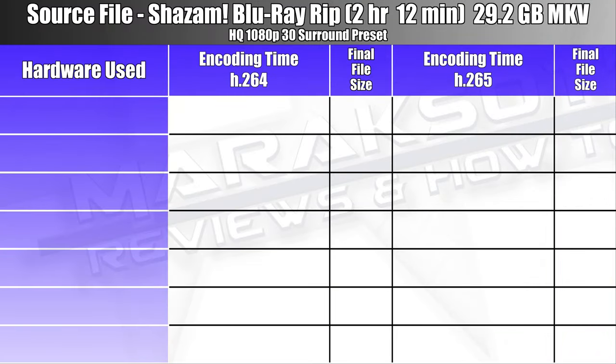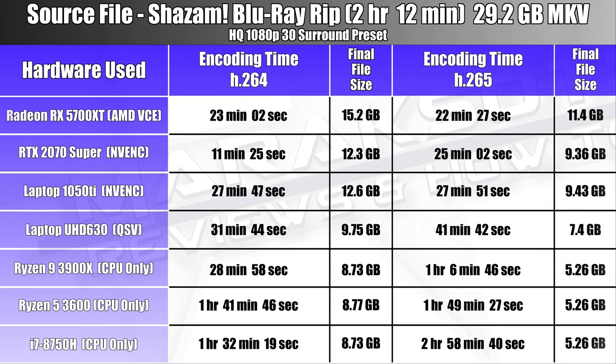For the tests you're about to see, I used the HQ 1080p 30 surround preset in Handbrake, and things are very much in line with what we saw in the DVD encode tests. Once again, using the H.265 codec, AMD VCE on the 5700 XT delivered the fastest time, but also once again delivered the largest final file size. Using H.264, it was the second fastest, beating out my laptop's 1050 Ti by just over 4 minutes, but it also output the largest file of all of the H.264 encoders.